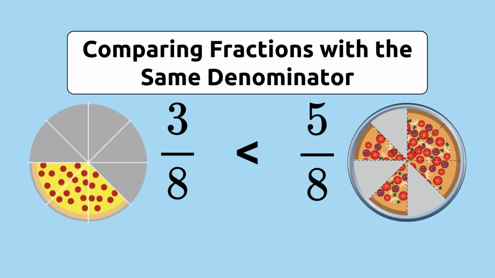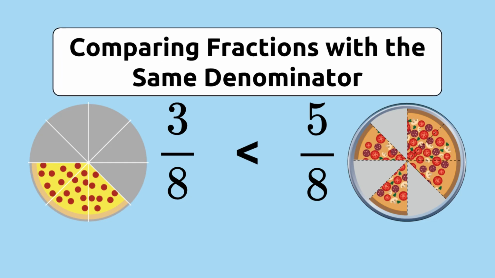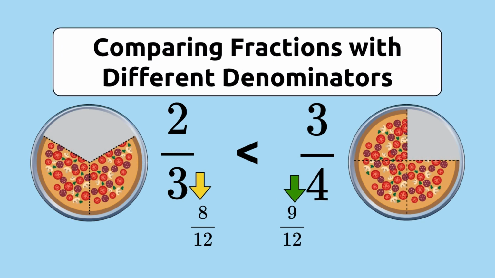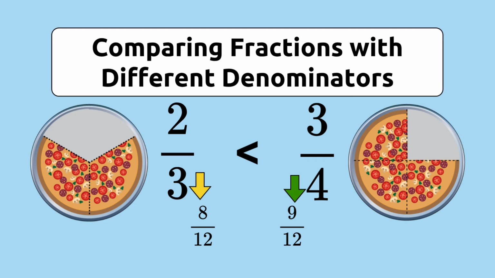When denominators are the same, just compare the numerators. Since 5 is greater than 3, 5/8 is larger than 3/8. To compare fractions with different denominators, find the least common denominator, LCD. For 2/3 and 3/4, the LCD is 12, because the multiples of 3 and 4 will first meet at 12. So 12 divided by 3 is 4, times 2 is 8. Then 12 divided by 4 is 3, times 3 is 9. 2/3 will now be equal to 8/12 and 3/4 will now be equal to 9/12. Now we can see 9/12 is greater.